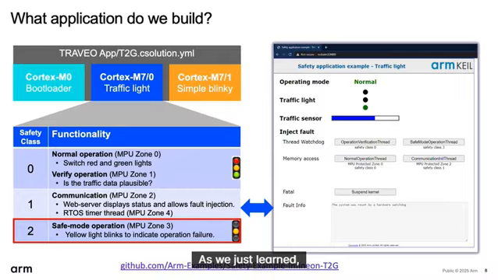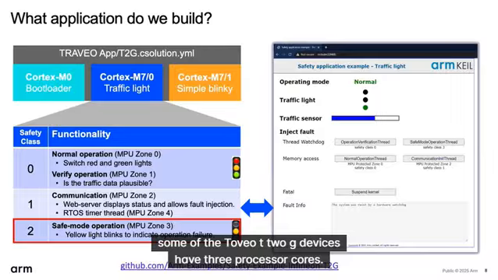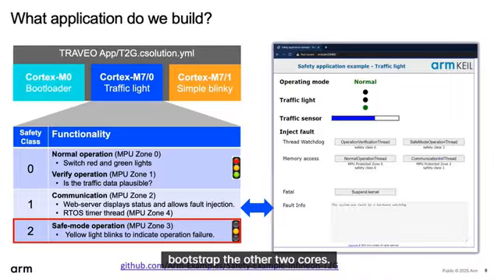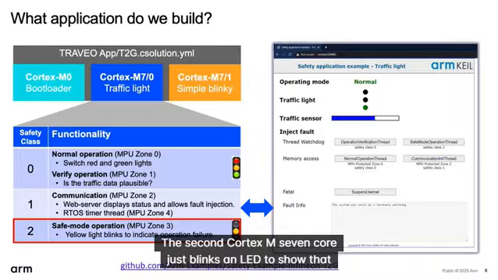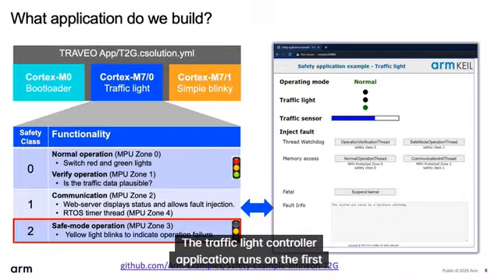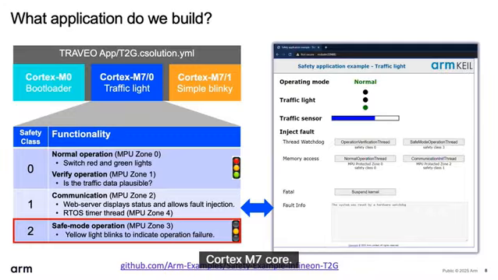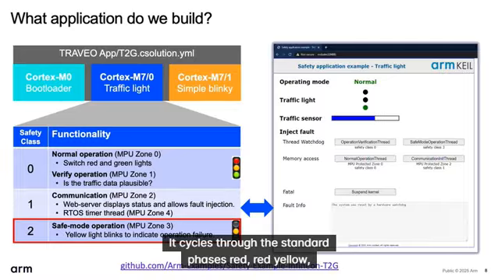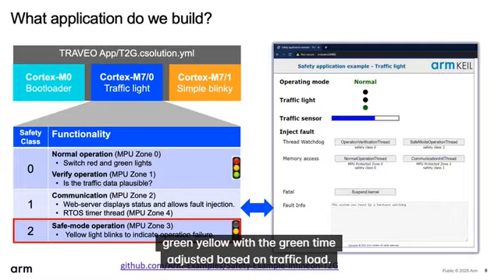As we just learned, some of the TRAVEO T2G devices have 3 processor cores. In our application, the Cortex M0 Plus core is used to bootstrap the other 2 cores. The second Cortex M7 core just blinks an LED to show that it is free for other purposes. The traffic light controller application runs on the first Cortex M7 core. It cycles through the standard phases red, red-yellow, green, yellow, with the green time adjusted based on traffic load.